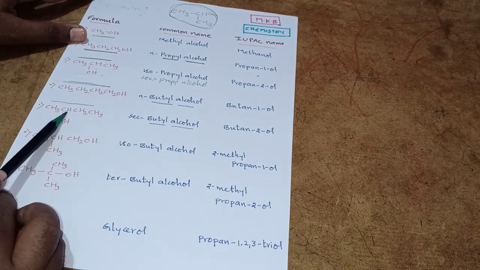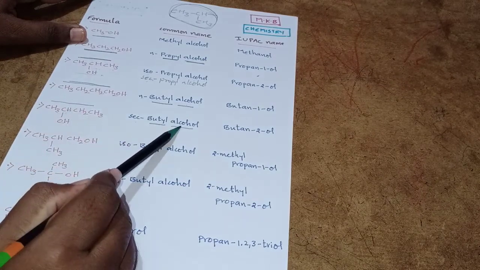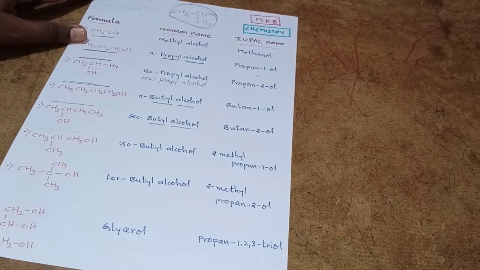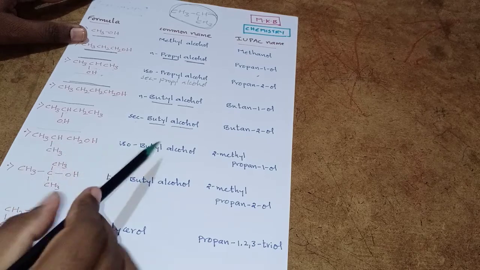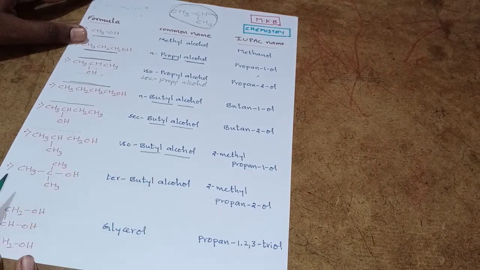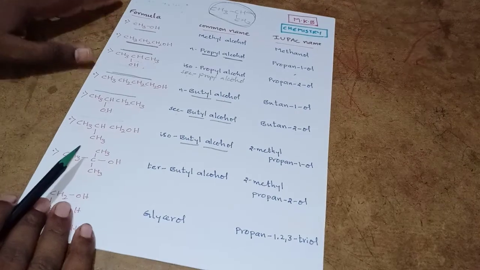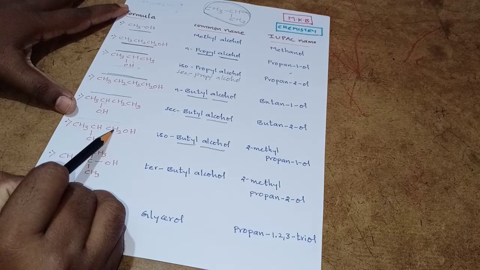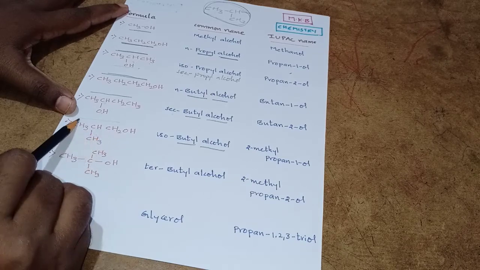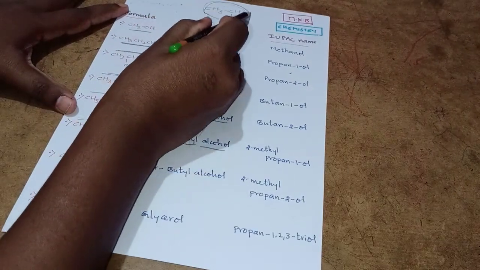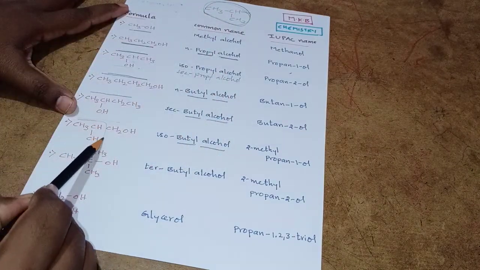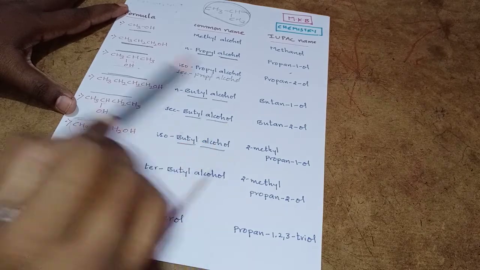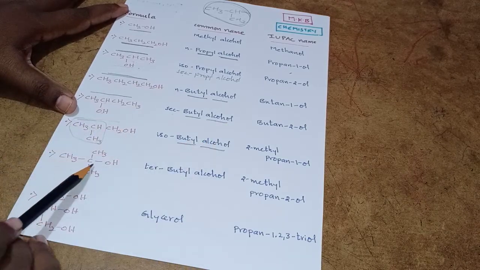So this is secondary, so secondary butyl alcohol. Again, we'll have 4 carbon atoms in the next example. 4 carbon atoms is nothing but butyl alcohol. But in this formula, the OH group is present at first carbon only. But just now I have given the idea about iso, so this is very clear. This is an iso. So iso butyl alcohol. The next example.